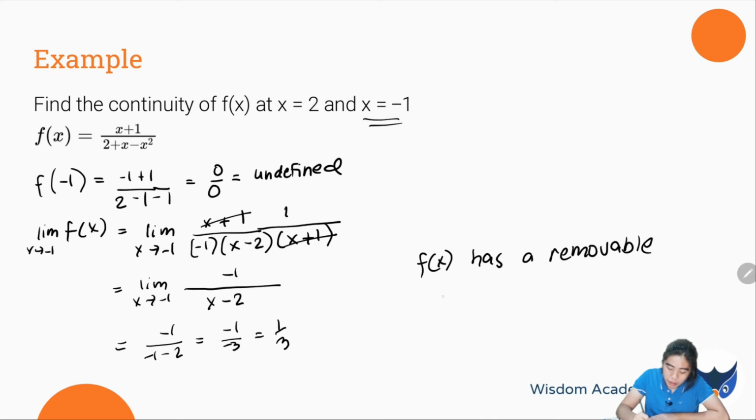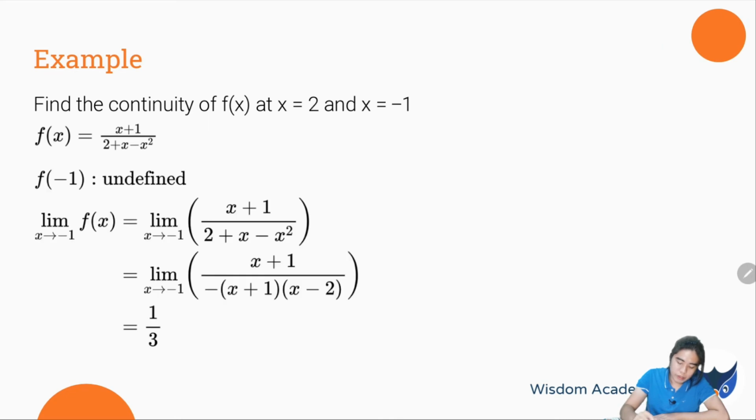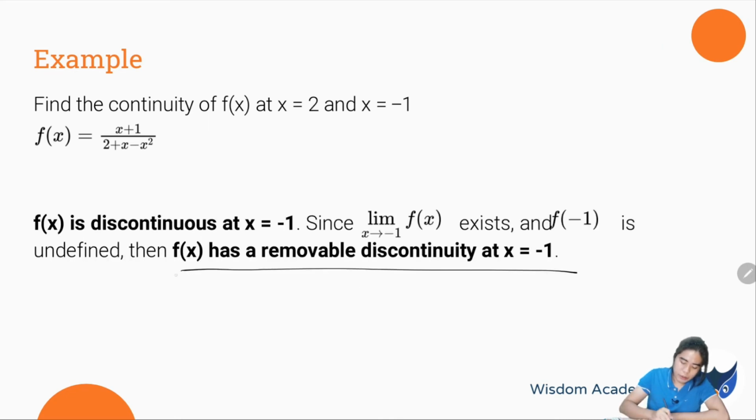removable discontinuity at x is equals to negative 1. So, yun ang ating sagot. So, tama naman yung ating naging final answer.